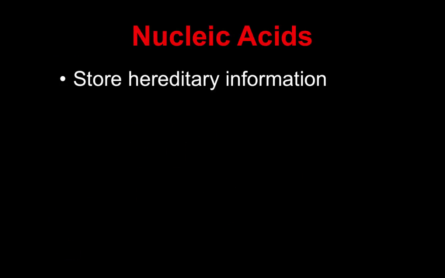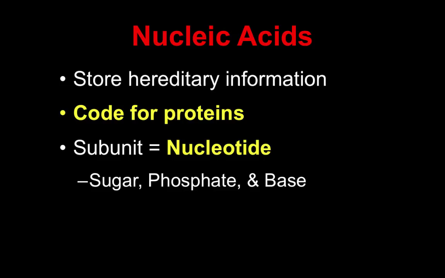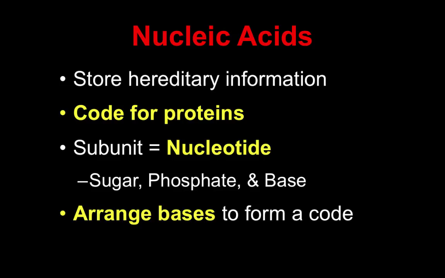Nucleic acids store hereditary information. That's the genetic stuff that's passed down. They code for proteins. They're made of nucleotides, which are made of sugars, a phosphate, and a base. And the arrangement of these bases is what forms the code for the proteins. And again, DNA and RNA are the examples.